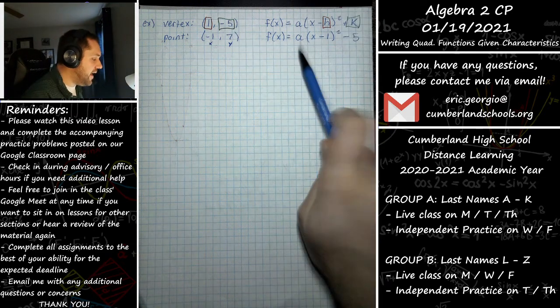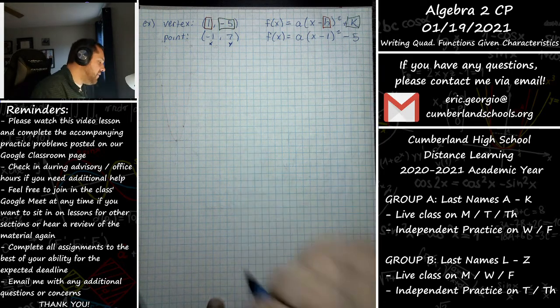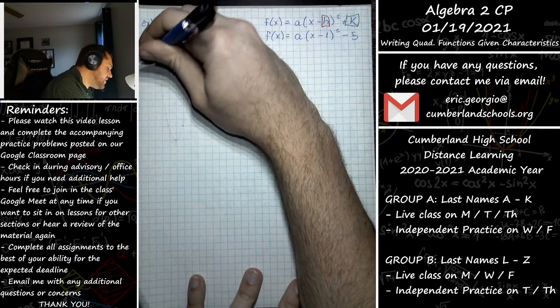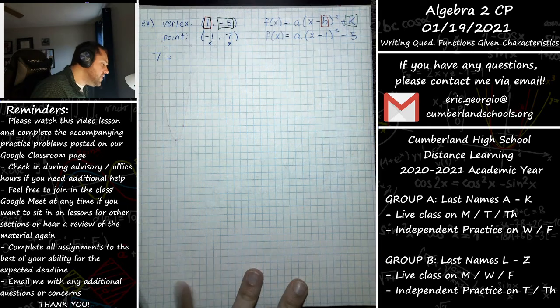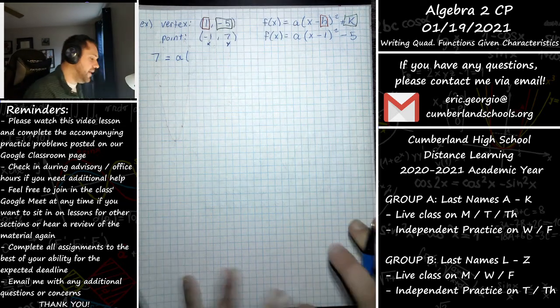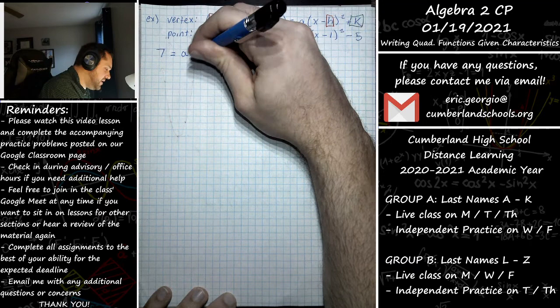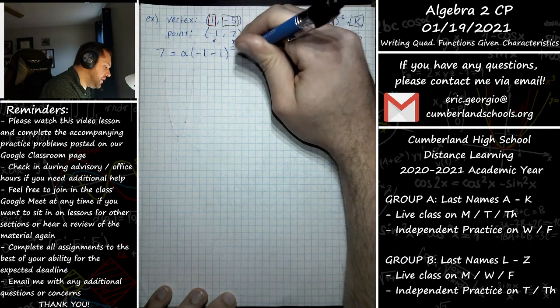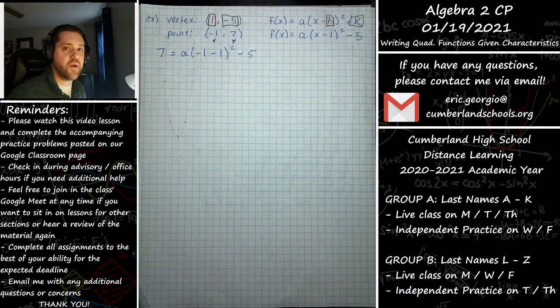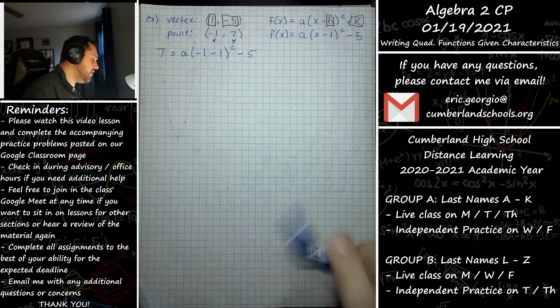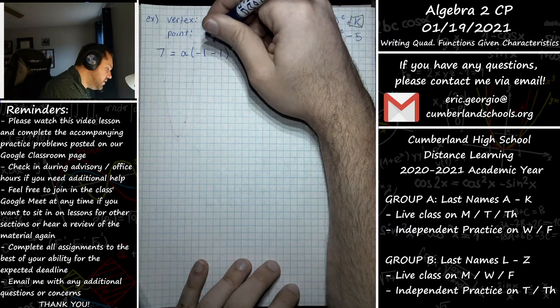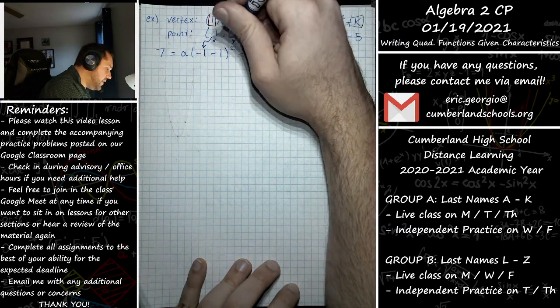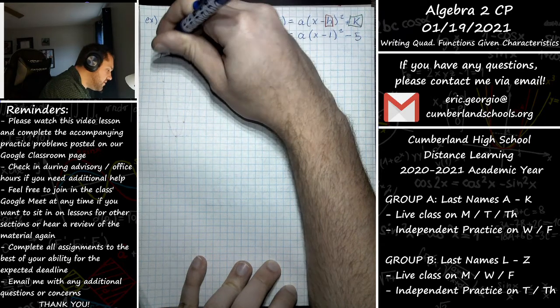So after applying the information about the vertex, I could say, let's use our point and say that 7, the y-coordinate, should equal some unknown a, which we're about to find, times -1 minus 1 squared minus 5. And then this is just a little bit of algebra that we can do to figure out what a is actually equal to. All right, does that make sense? We're substituting this value for x, this -1, right where x was, and this 7 went in for f of x, or in other words, y.